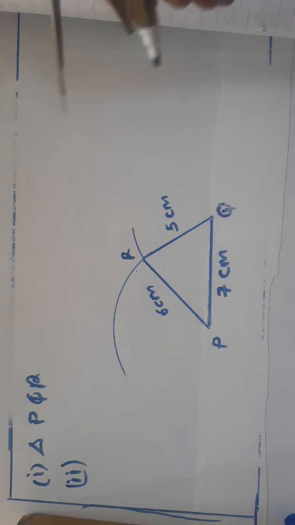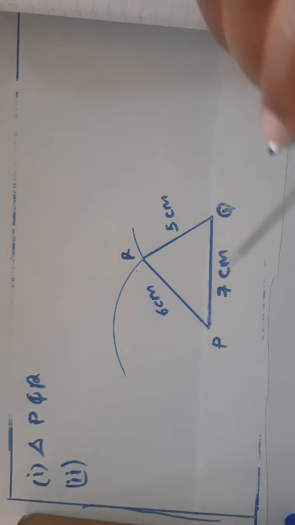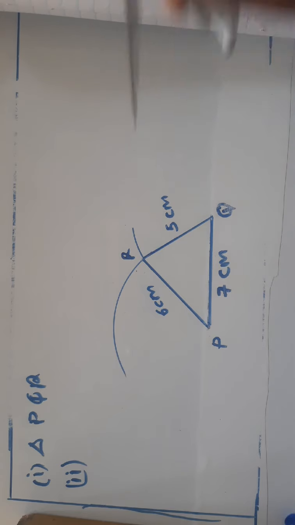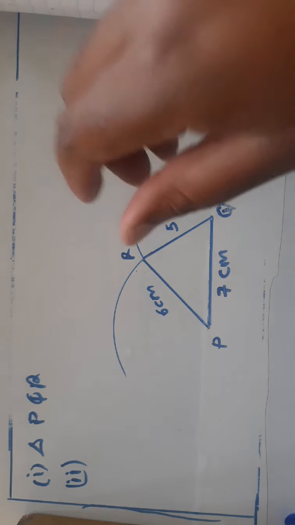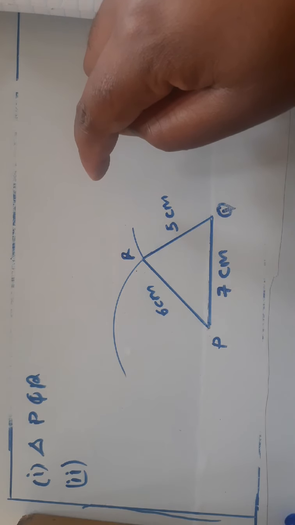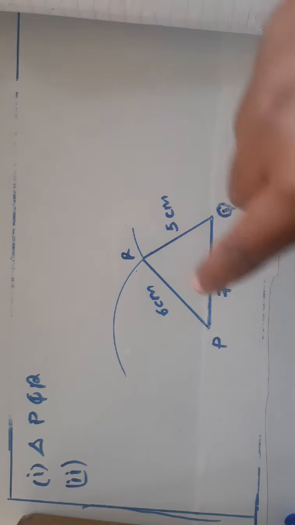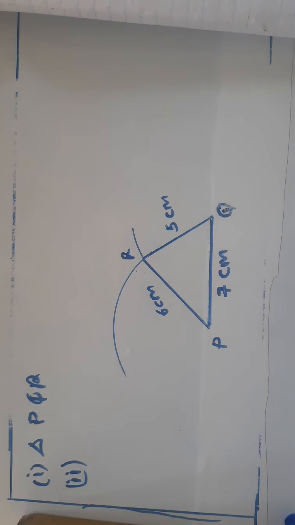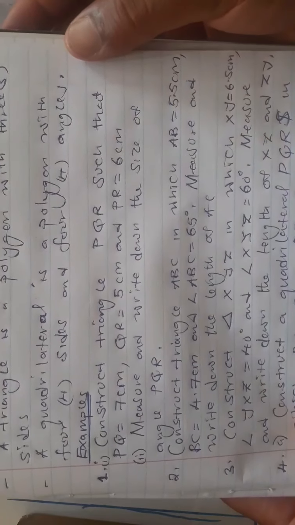I hope that is clear. Simple, that's how we construct a triangle. Then Roman numeral 2 is saying measure and write down the size of angle PQR. So now, that is the second question, Roman numeral 2. I hope you're able to see it. Measure and write down the size of angle PQR.